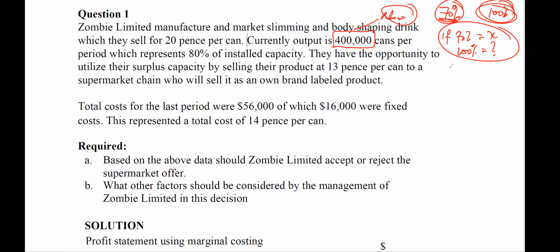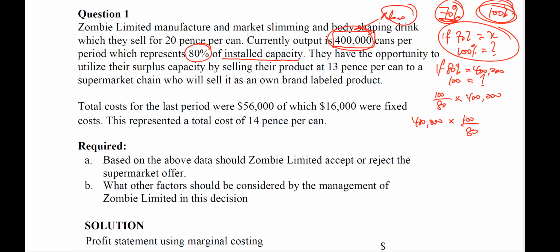For instance, if 400,000 cans represent 80% of their installed capacity, then what will 100% be? If 80% is equal to 400,000 cans, then 100% will be more, so let's divide. You end up with 100 over 80 times 400,000. I'll teach you a trick right now, which will make it fast. Instead of doing this long thing, remember this can be rewritten as 400,000 times 100 over 80. True or false?